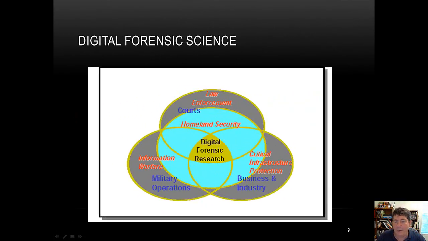So take a look at this image. It provides a nice overview of the relationship between all of the facets of digital forensics. Note that at the very center is the digital forensics research. Without the research, this science would not be able to move forward and deal with the latest threats. Don't forget that the criminals and the bad guys are always trying to be one step ahead of you.